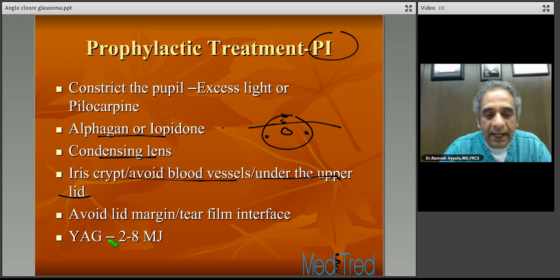And you use the YAG laser, and we will have a separate lecture to discuss this, but essentially use the YAG laser to create this hole in the iris as a prophylactic treatment to prevent these patients from developing angle closure glaucoma in the future.